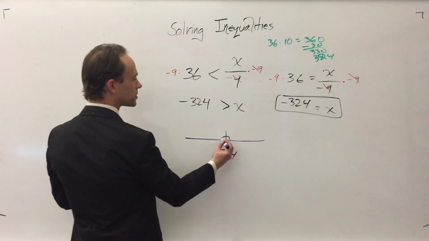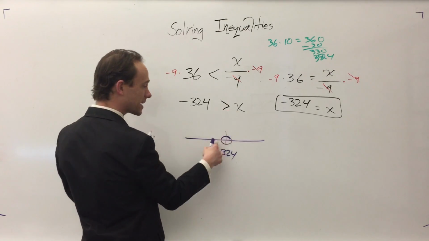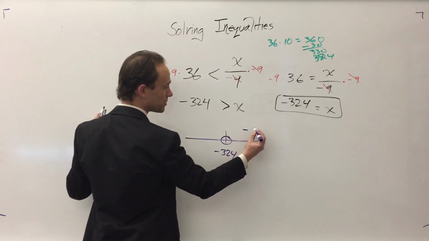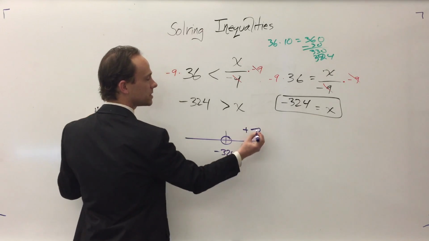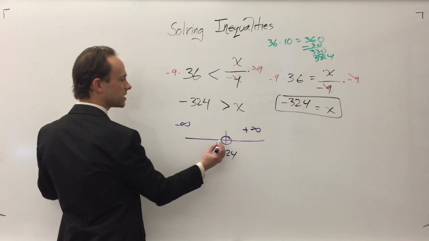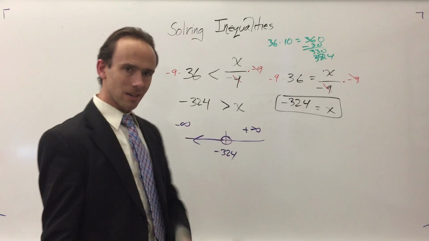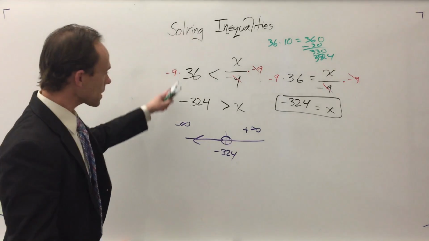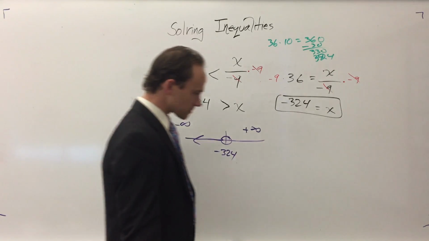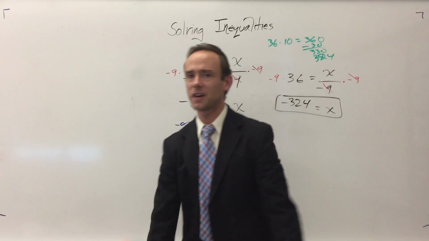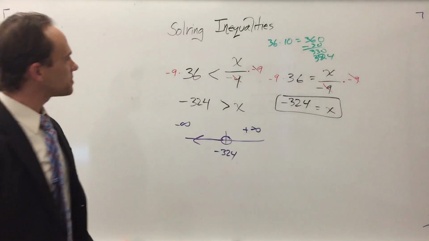Now what I'm going to do is put a circle there. It has to be less than, so it can't actually be -324. Positive infinity is over there on the right, negative infinity on the left. So I've got to point to all the numbers more negative than -324. Boom. So anytime you multiply or divide by a negative, you've got to flip the inequality.